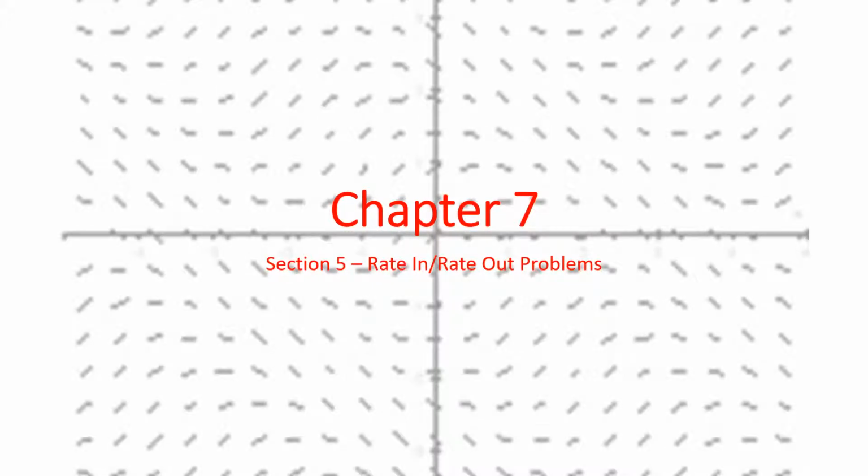In this section, this last section of Chapter 7, we are going to be looking at a very specific type of problem that's called a rate-in, rate-out problem. Now, this type of problem has a lot of real-world applications because there's usually more than one factor acting upon any given situation. In these, we'll be dealing with typically two, one a rate going into something, one a rate going out of something. Now, what do these look like?